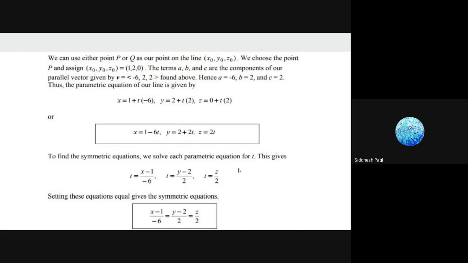Now to find the symmetric equation, we can solve each parametric equation for the value of t, which we will get like this: t is equal to (x minus 1) by -6, t is equal to (y minus 2) by 2, and t is equal to z by 2. And then we can just equate them, as they are the same t values.